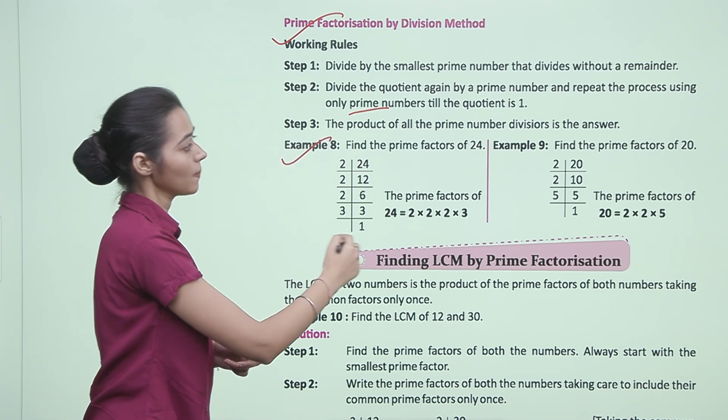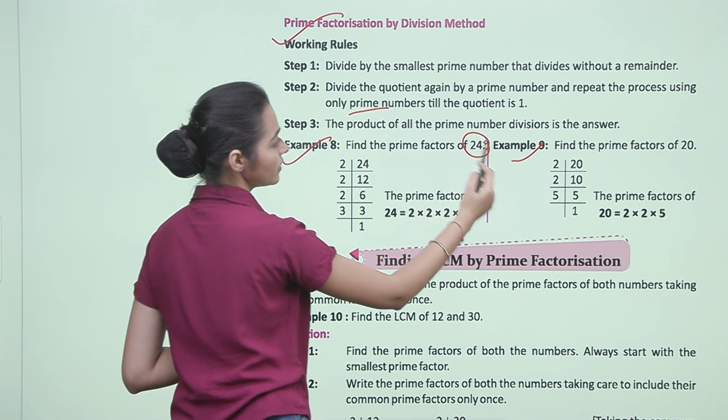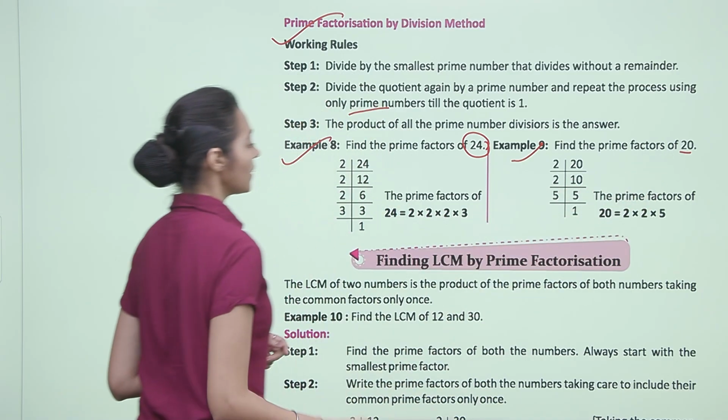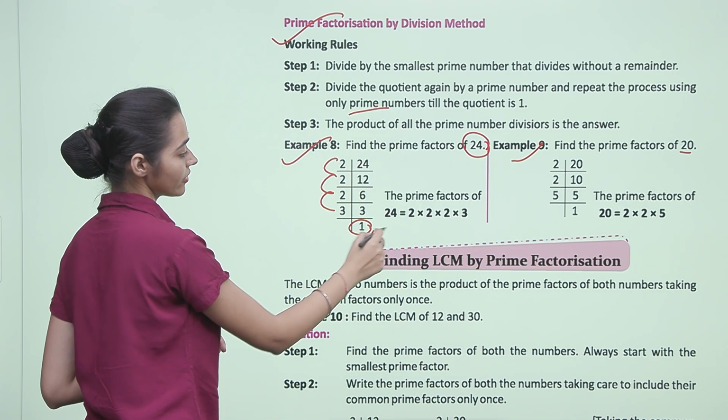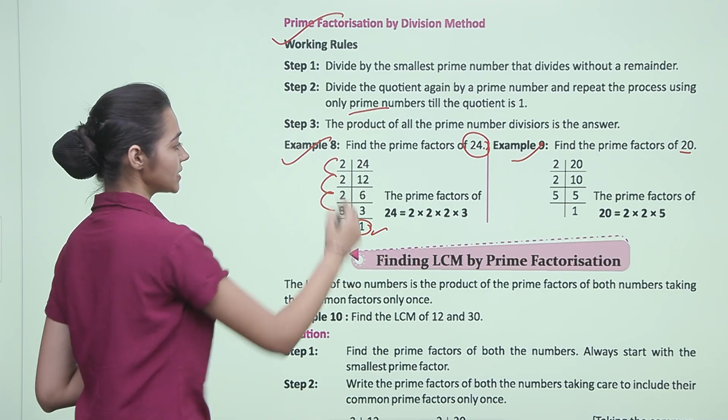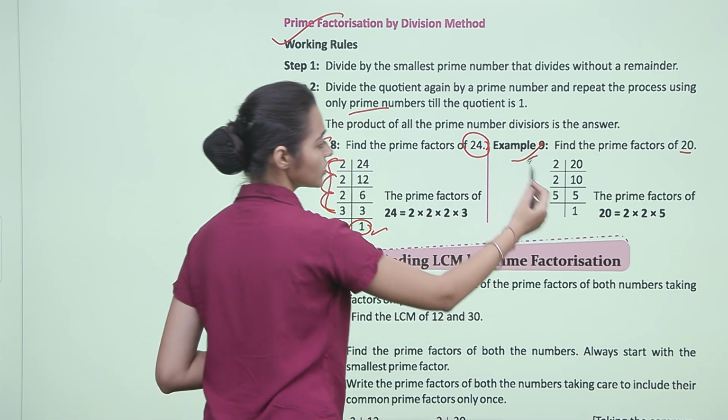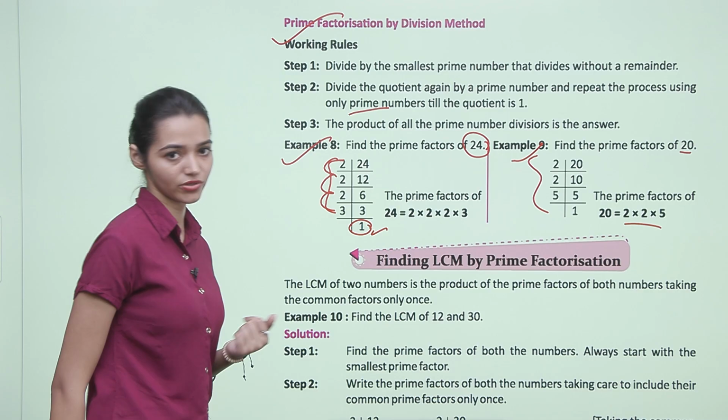For example, we have to find the prime factors of 24 and 20. Now firstly we divide by 2, again 2, 2, then 3 till it reaches 1. When we reach 1, that means this is the prime factorization. Again, if it reaches 1, that means it is the prime factorization.